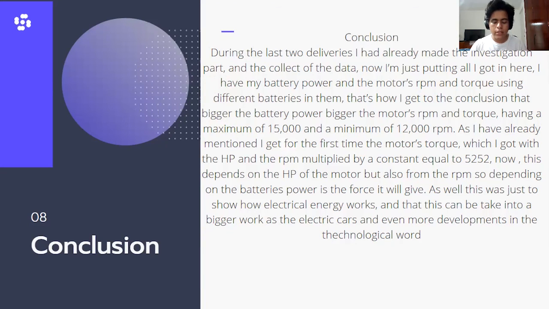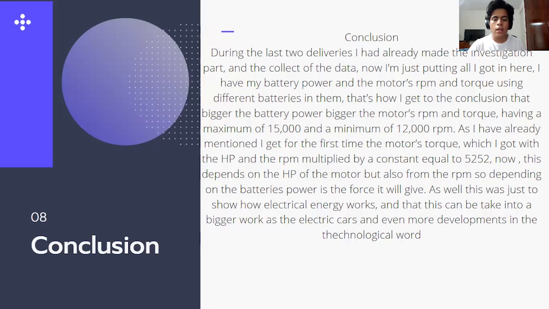We can see during this project that, using just two batteries, I could make these two motors rotate. And not only that, I also got a lot of data during this investigation. I could get the torque, the revolutions of the motors, and the maximum and minimum that they could reach. I also investigated the batteries. So this was a really long and useful part of the investigation, which will help me.